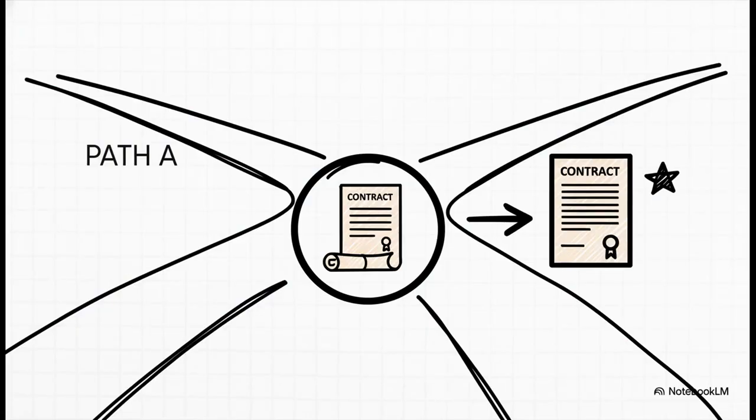That puts us on what we'll call Path A. This is the simple route. When the change qualifies as a separate contract, you pretty much draw a line in the sand. You keep accounting for the original deal as is, and you start fresh with a new one.